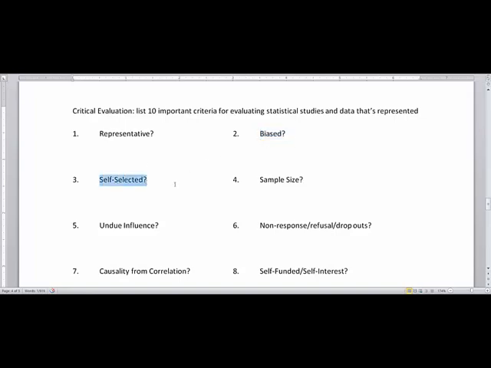The self-selected question is asking, are you getting data from people who volunteered? Now, sometimes that's okay, but sometimes it's not, especially if it's an opinion poll. If everybody's volunteering to give their opinion, it's skewed. Think about an online poll. You don't know who is actually doing it, if they're self-selecting themselves to do it, and how the traffic got to that online poll.